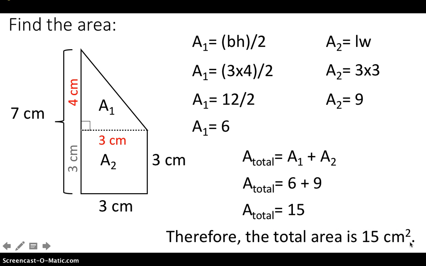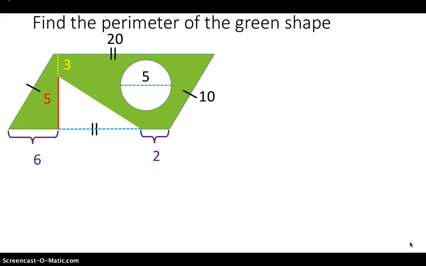Okay, let's do one more question like this, where we look at a composite shape and find the perimeter and area. So here's a really weird looking shape. Notice that this shape is a parallelogram on the outside with a triangle that's been cut out of it and a circle that has been cut out of it.